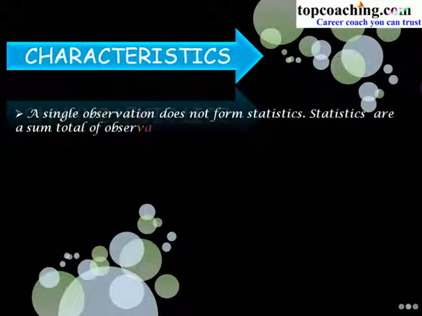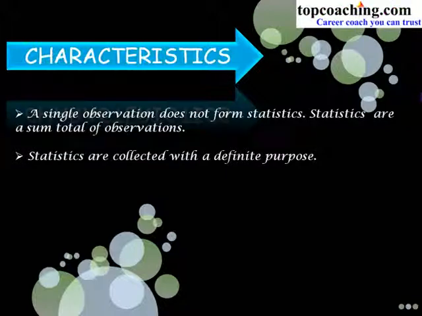The first one says a single observation does not form stats. Stats are a sum total of observations. Let's say if we are talking about a particular individual, then it is not considered as stats. When we are able to compare the data, we'll consider that data as stats.